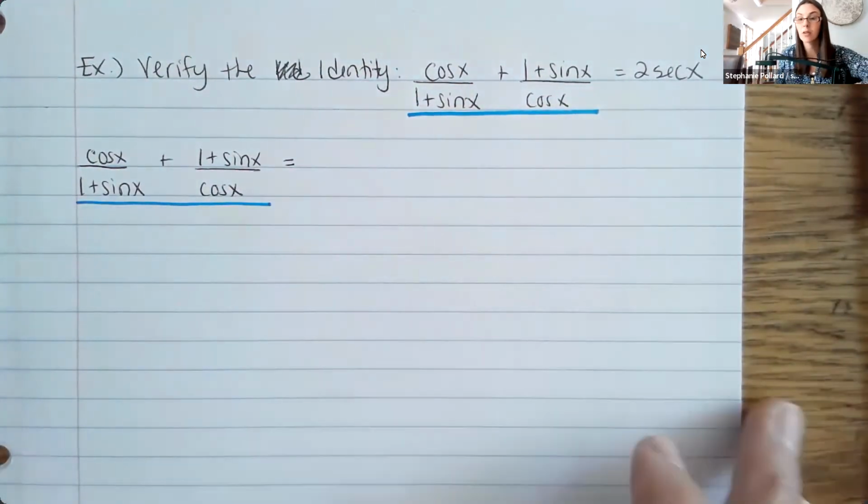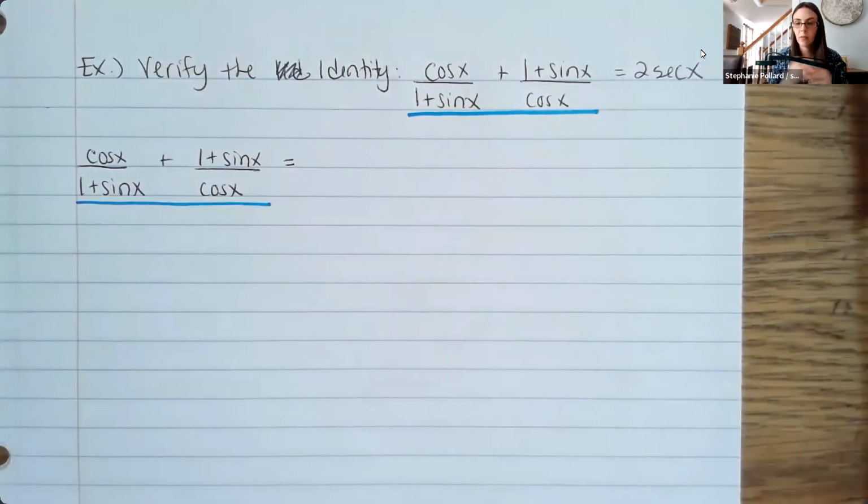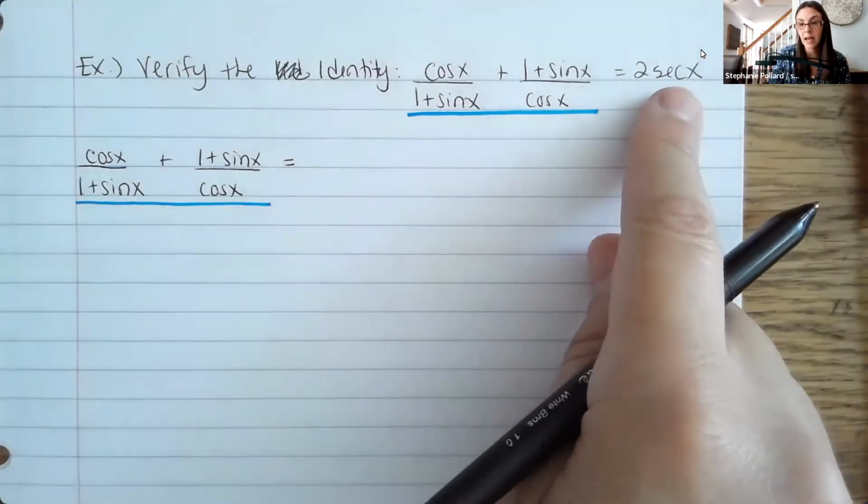All right, I'm just using some color to show where I'm starting so I can keep track of where I started and where I need to go. So I'm trying to find a way to get this to look like 2 secant x.